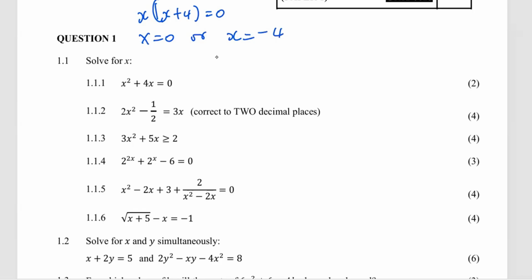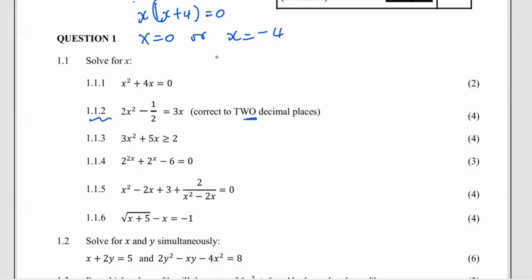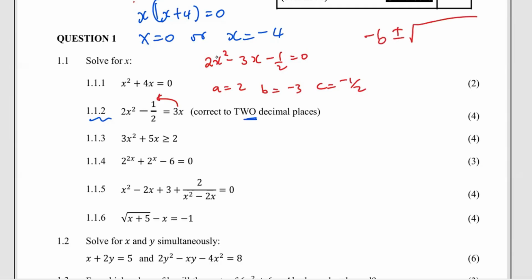Then 1.1.2, they're telling us to solve this correct to decimal places. So the trick is that whenever we see correct to decimal places, that has to be the quadratic formula. Now with the quadratic formula, step number 1, we need to create a standard equation. So move the 3x to that side so that we have 2x squared minus 3x minus a half equal to 0, meaning that our a is a 2, our b is a negative 3, and then our c is negative a half. All right, so when I punch that into my calculator, remember the formula is negative b plus minus square root of b squared minus 4ac over 2a.